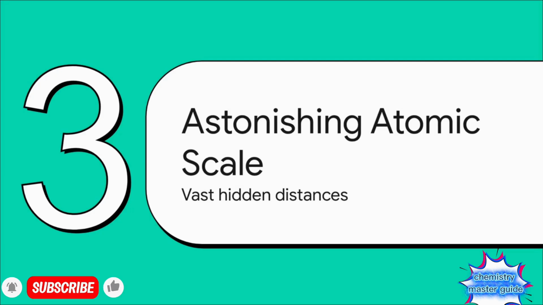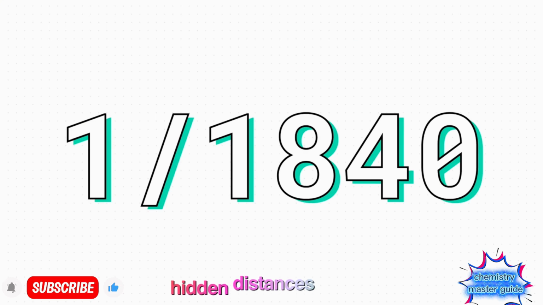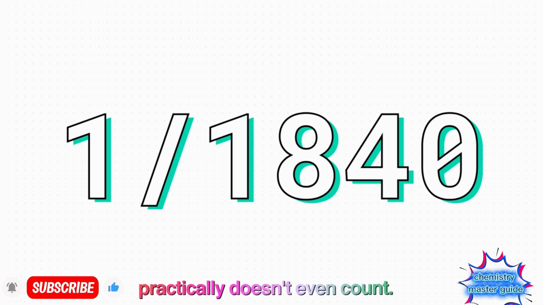Section 3. The astonishing atomic scale. Let's talk about the vast, hidden distances here, starting with mass. To put this into perspective, at a fraction of 1 over 1840, it takes roughly 1840 electrons just to equal the mass of one single proton. Their mass is so exceptionally tiny that chemists consider it virtually negligible. It practically doesn't even count.